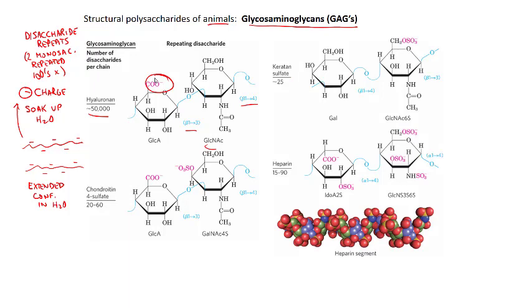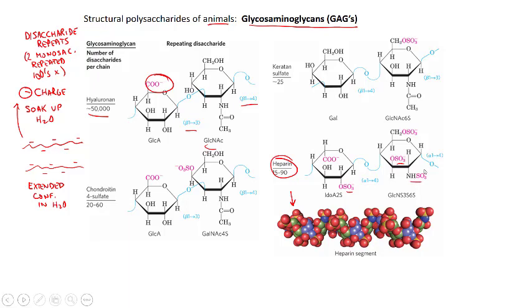And then there's others. There's chondroitin, there's keratan, I should say. Keratin is a protein, don't get those confused. Heparin is super negatively charged. That's what it looks like in 3 dimensions. It's negatively charged because of all these sulfate groups everywhere.